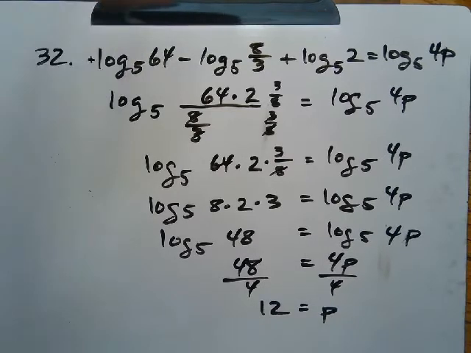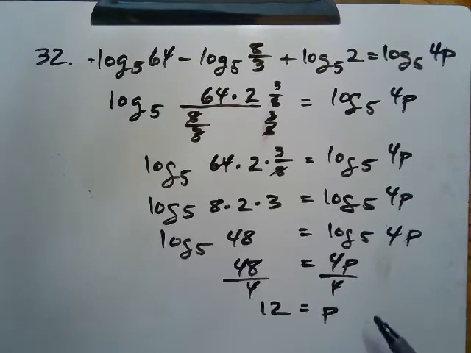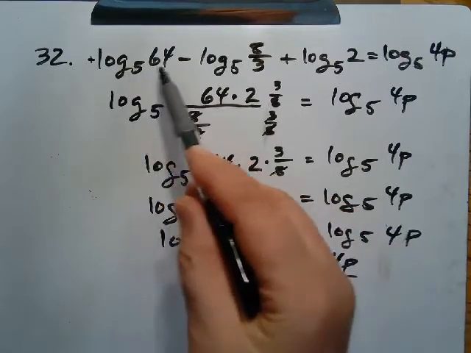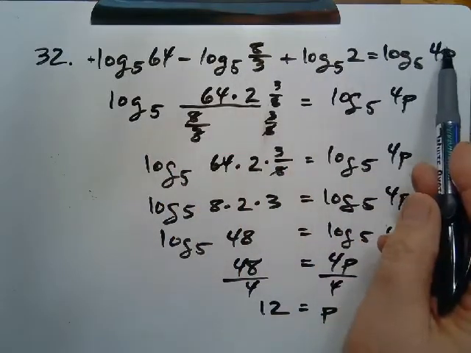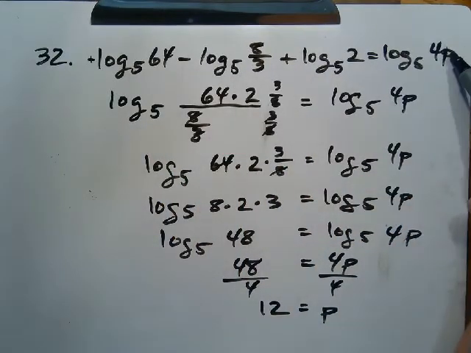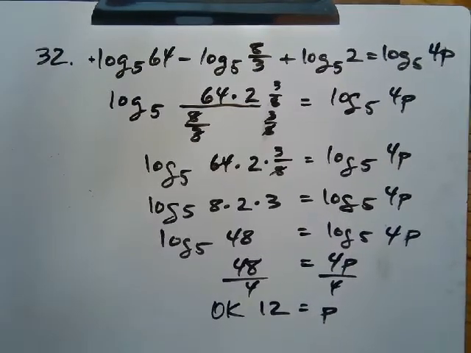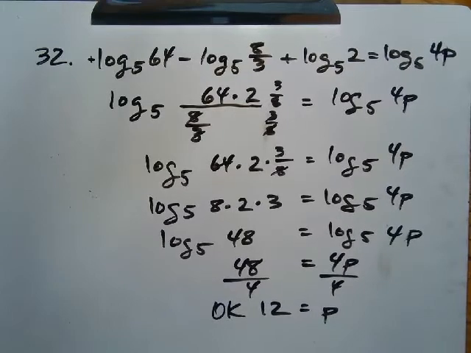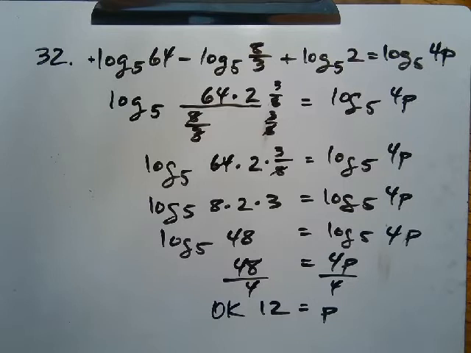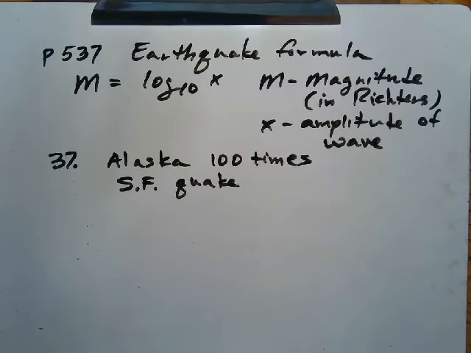Now we better go back and check that in the original problem. So we look back up here at the top, looking for p. There it is, 4 times p, 4 times 12 is 48. That's a positive number, so this is okay. All right, you'll have that problem to do for tonight and some others. Let's take a look at some word problems. All right, let's take a look at this problem.